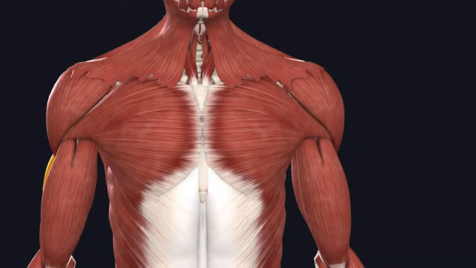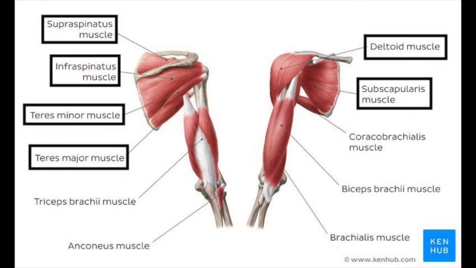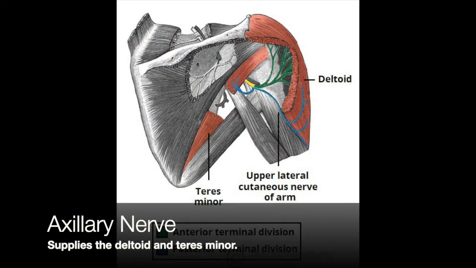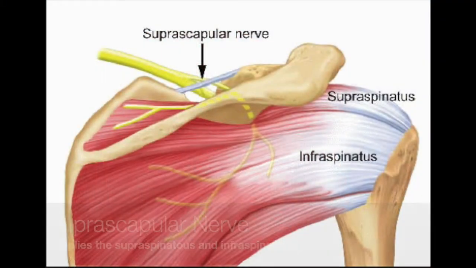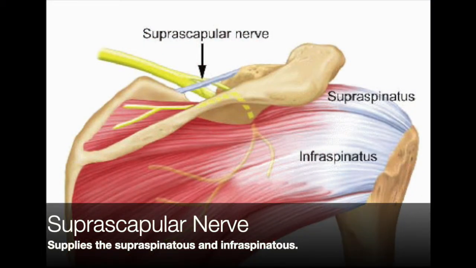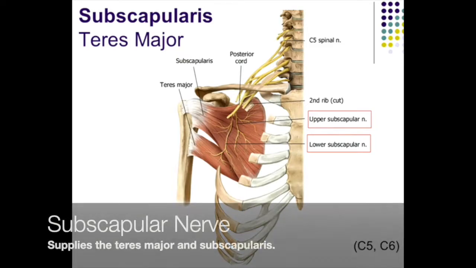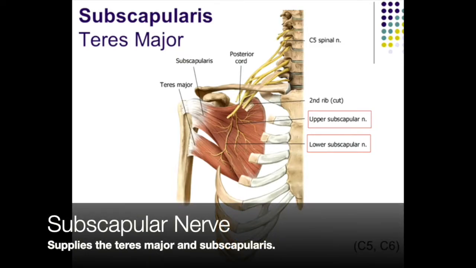Your shoulder area contains muscles connecting to your scapula and humerus. These muscles are the deltoid, supraspinatus, infraspinatus, teres major, teres minor, and your subscapularis. These muscles are responsible for free rotational movement of your shoulder joint. In general, the axillary nerve supplies your deltoid and teres minor, the suprascapular nerve supplies your supraspinatus and infraspinatus, and the subscapular nerve supplies your teres major and your subscapularis.